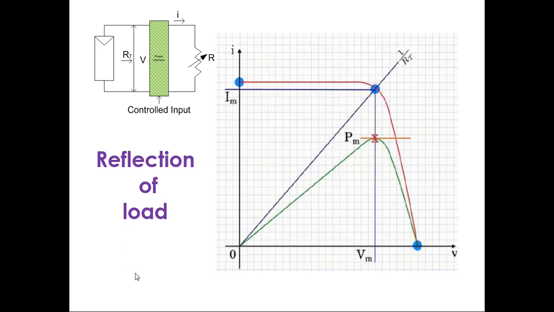So this is the reflection of load. Over here we have the input impedance RT seen by the module, it is fixed, and we shall track this optimal power point as a straight line as 1 upon RT, and similarly that point has been again plotted as X on the screen on the PV curve.